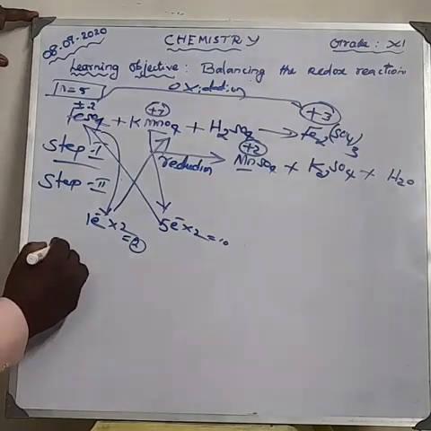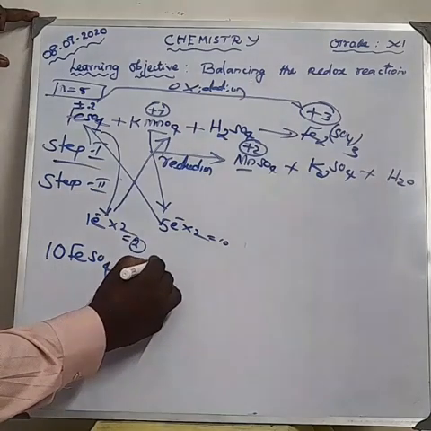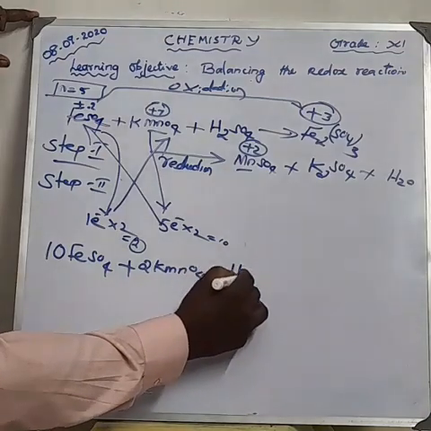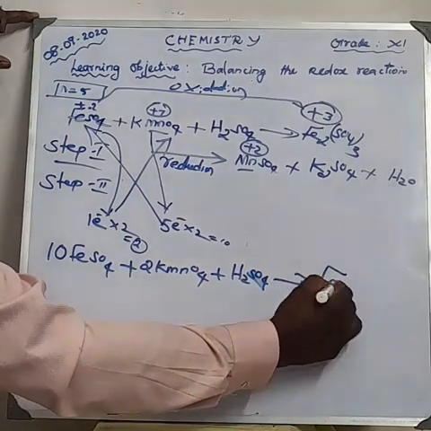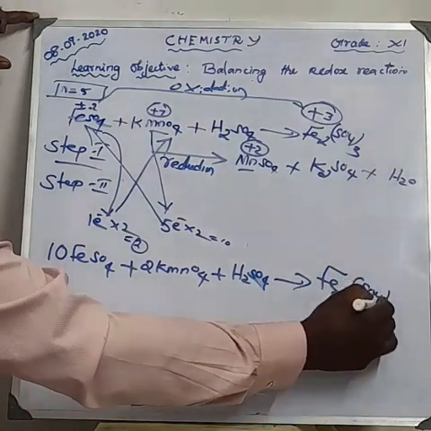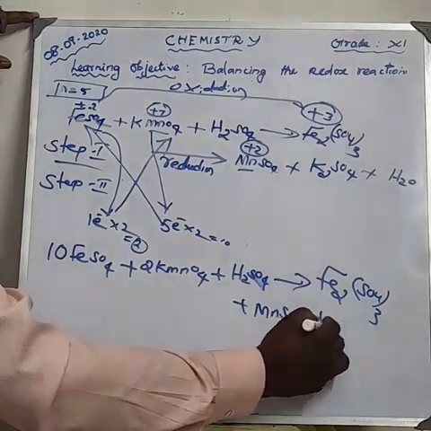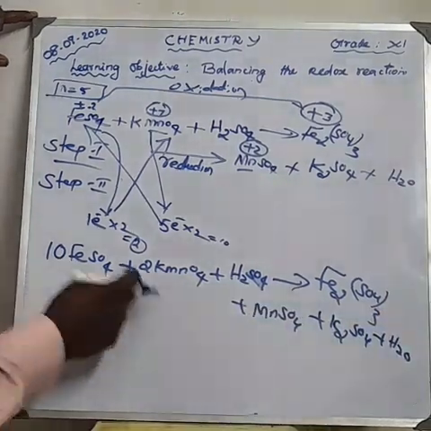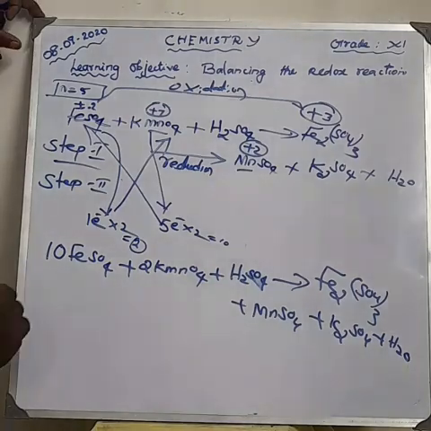Okay, that is 10 FeSO4 plus 2 KMnO4 plus sulfuric acid gives Fe2(SO4)3 plus MnSO4 plus K2SO4 plus H2O. We are multiplying ferrous sulfate by 10 and KMnO4 by 2. Okay, next, the third step. Step 3.